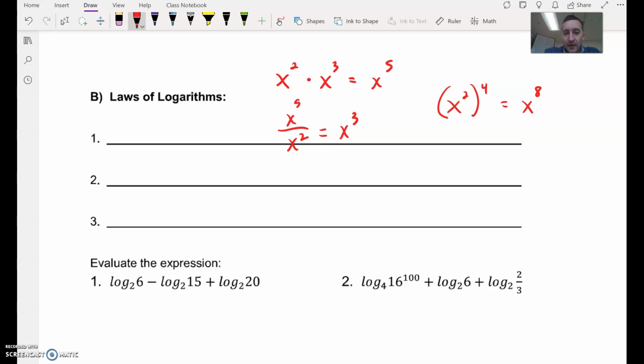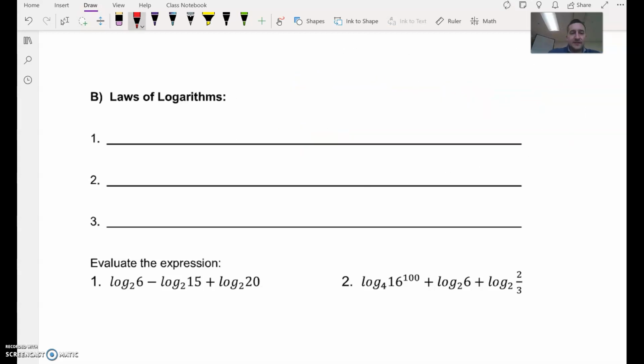Here's what I mean. When you were multiplying, you added. When you were dividing, you subtracted. When you were raising a power to a power, you multiply. Take those ideas and check this out. See if this makes sense. The three rules. The first one is called the product rule.